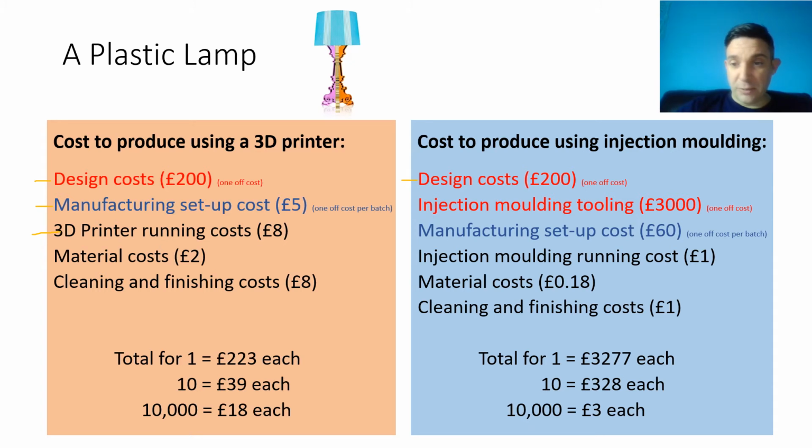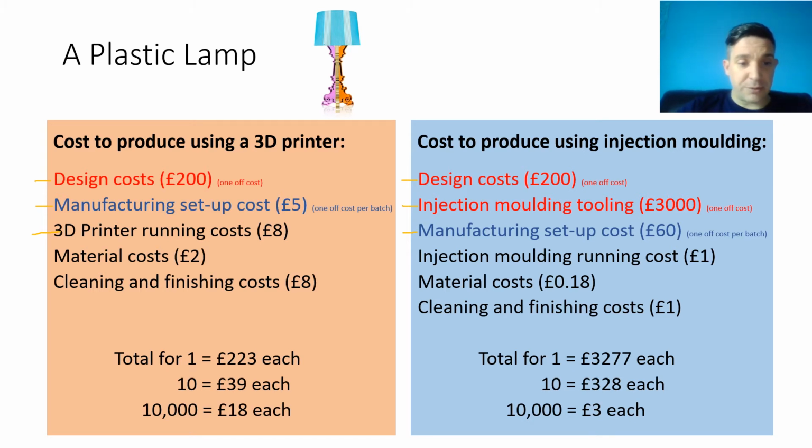So if we jump back over to the injection mold, first we have to pay for an injection molding tooling to make our lamp. In this case, I've just estimated a cost at £3,000. It's likely to be much more. That's a one-off cost. Once you've got it, you've got it. Then we've got a manufacturing setup cost. This is going to take a bit more time and a bit more effort to set up our injection molding tooling. We're going to have to play around with the temperatures. We're going to have to make sure the settings are correct. We're going to have to do a couple of test prints just to see if it works. So that's a cost per batch.